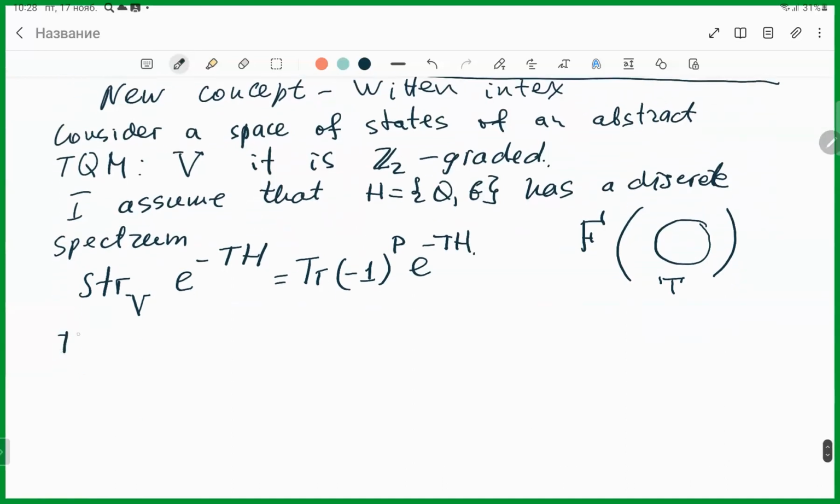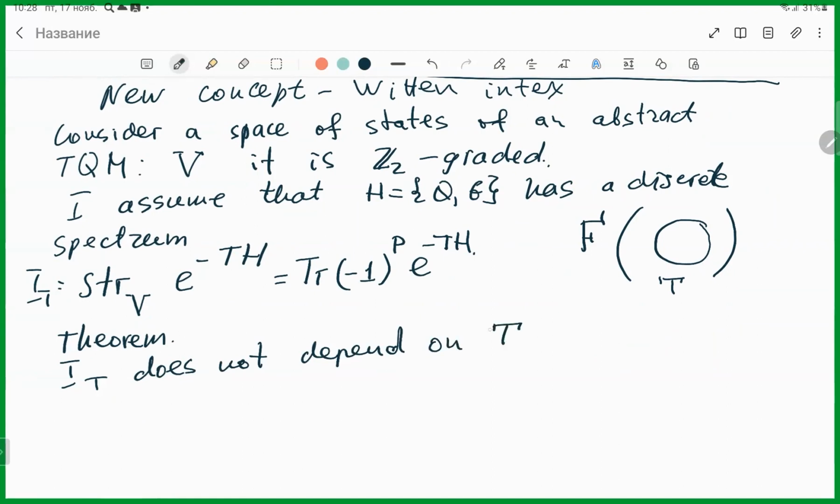Then theorem. I of t does not depend on t. Proof. Let us take the derivative of I with respect to t. It is the trace of minus 1 to the parity, e to the minus tH, and here I have QG plus GQ.